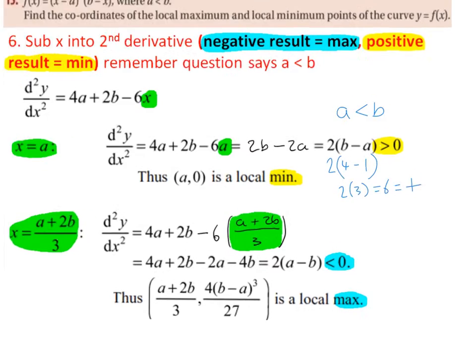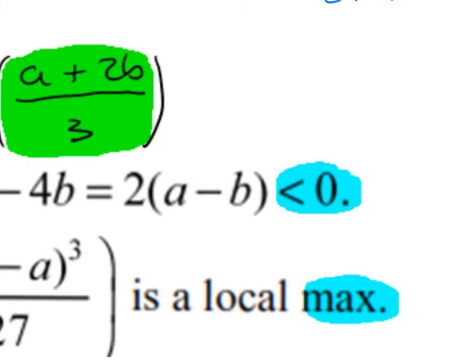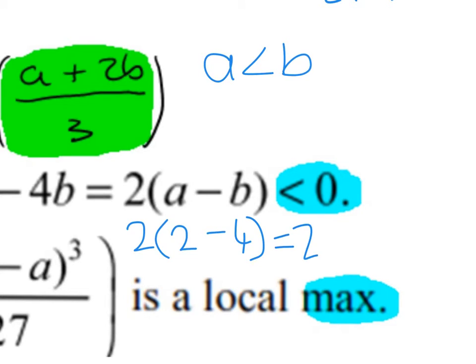So let's have a closer look at this. So if a must be less than b, and let's say, for example, a was 2, and let's say that b was 4, so a is less than b. This would give us 2 times (2 minus 4), which is minus 4, which is always going to be negative. So no matter what our a or b values are, so long as a is less than b, our result will always be negative.